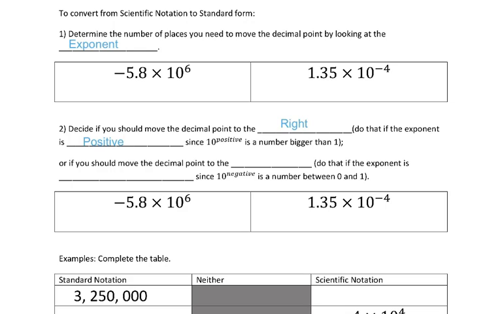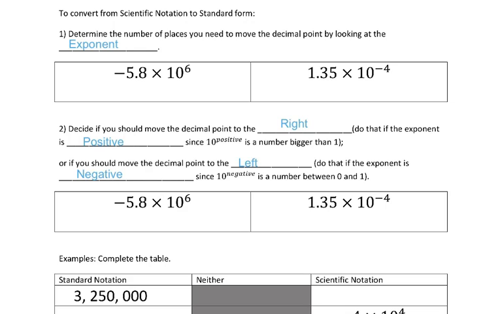You're going to move the decimal point to the left if the exponent is negative. You move it to the left because 10 to a negative number is a number between 0 and 1. From our lessons in topic 3, we know negative exponents mean fractions. So we're multiplying by a number that's between 0 and 1, which will make the result smaller. So we're going to move the decimal point to the left if the exponent is negative.